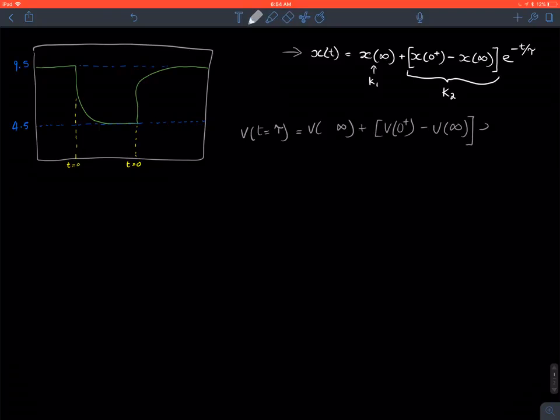And then you multiply all of that by e to the negative. Now remember, t is equal to tau, so we'll replace t with tau divided by tau. Now you could probably see where this is going. So you'll have v of infinity plus v at 0 plus minus v at infinity, e to the negative 1. Now, so far for rising and falling, this is the same case. But what you're going to plug in for infinity and 0 is going to make all the difference.